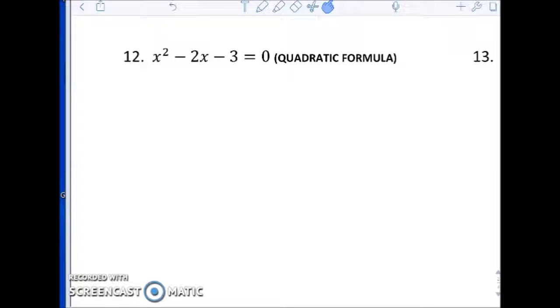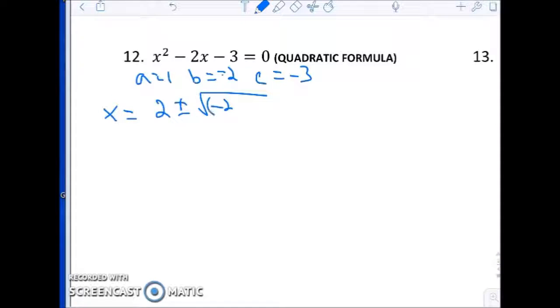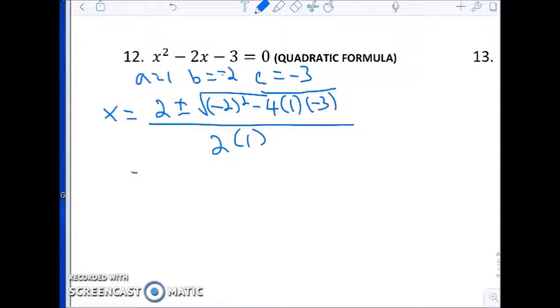Alright, number 12 asks us to use the quadratic formula, so we are in standard form. A equals 1, B equals -2, C equals -3. Again, you'll be given the quadratic formula on the EOC formula sheet. So we have x equals the opposite of b, so the opposite of -2 is 2, plus or minus the square root of -2 squared minus 4 times 1 times -3. Radical goes all the way to the end, the divisor bar goes all the way over the whole thing, all over 2a, 2 times 1.